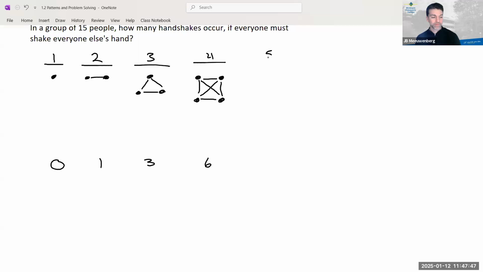How about 5? Here it starts to get a little trickier. So we'll draw 1, 2, 3, 4, 5. So we've got, let's count them. 1, 2, 3, 4, 5 handshakes. 6, 7, 8, 9, 10. What am I missing? I think that's it. We got everybody. So that's 10 handshakes. All right.